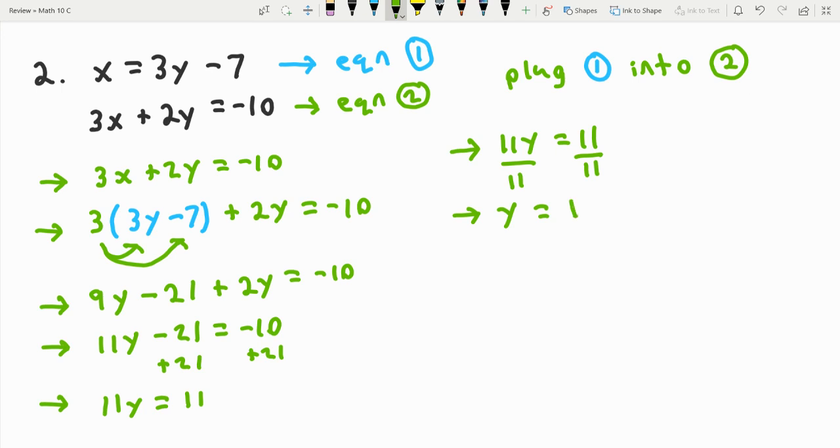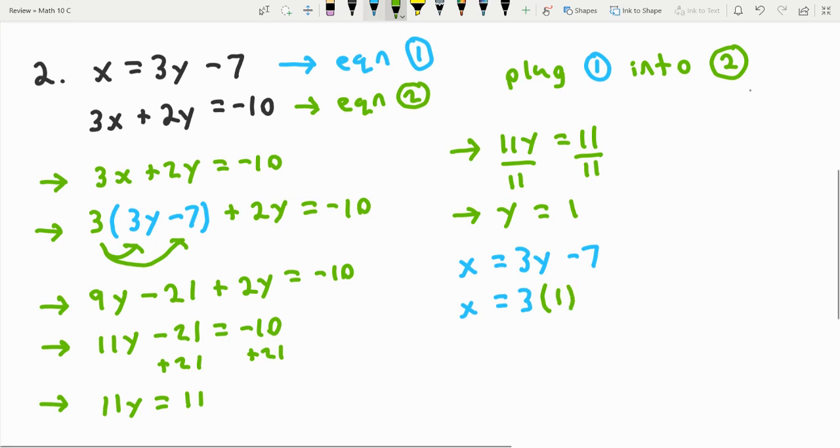So once we found that y equals 1, we found our value of y, let's plug that into either equation 1 or 2 to solve for x. In this case, since equation 1 looks like it's easier to plug into, I'm just going to plug y equals 1 back into equation 1. So for equation 1, I have x equals 3y minus 7. So if I plug in y equals 1, I would put 1 here for where y would have been. So now I have x equals 3 times 1 minus 7.